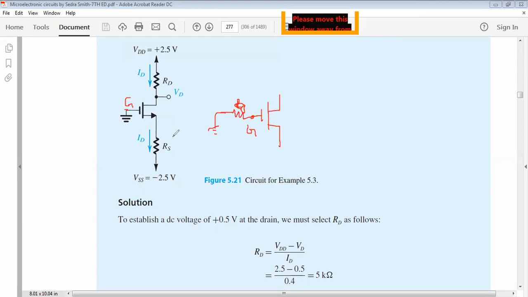Here, in the first case, the gate is directly connected to ground. In the second case, the gate is indirectly connected to ground through resistor RG, right? Already we know that in a MOSFET the gate current IG is equal to 0, so there is no drop across this resistor RG. So this is similar to the gate connected to ground. So in this case also, the procedure for calculation of RD and RS is the same.